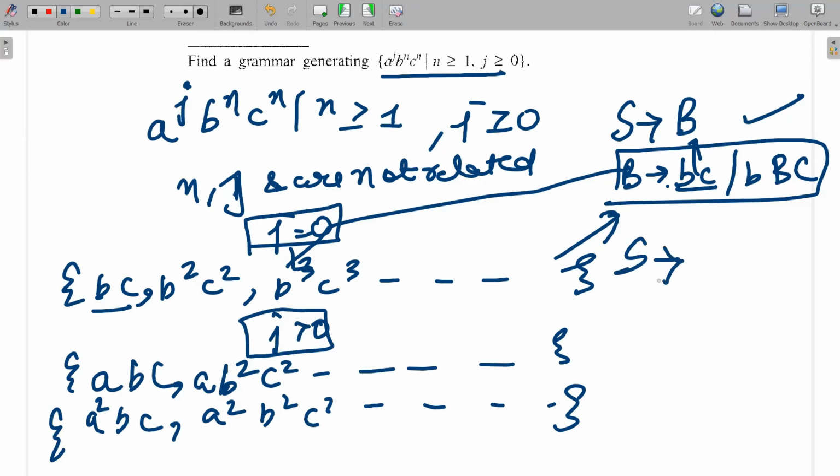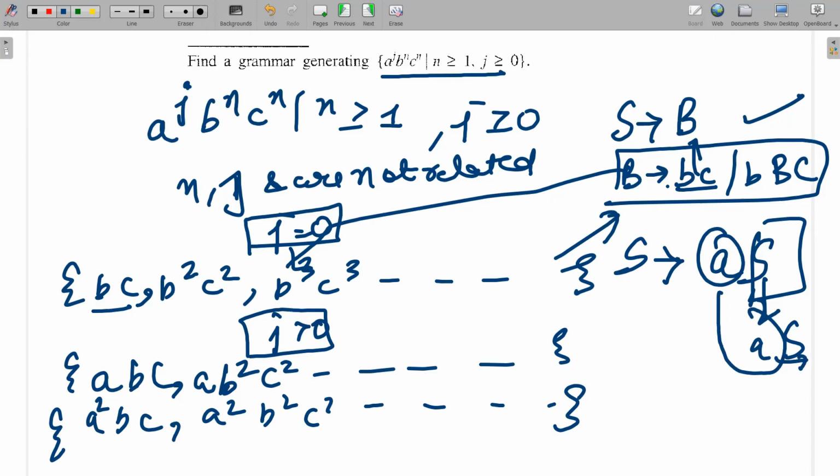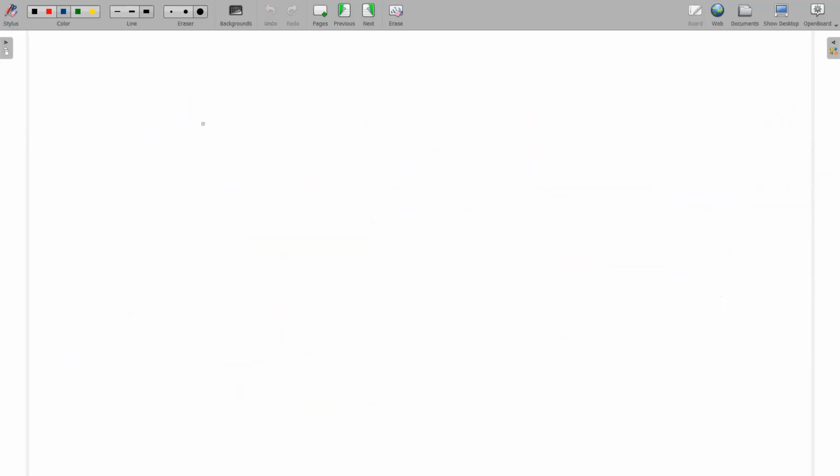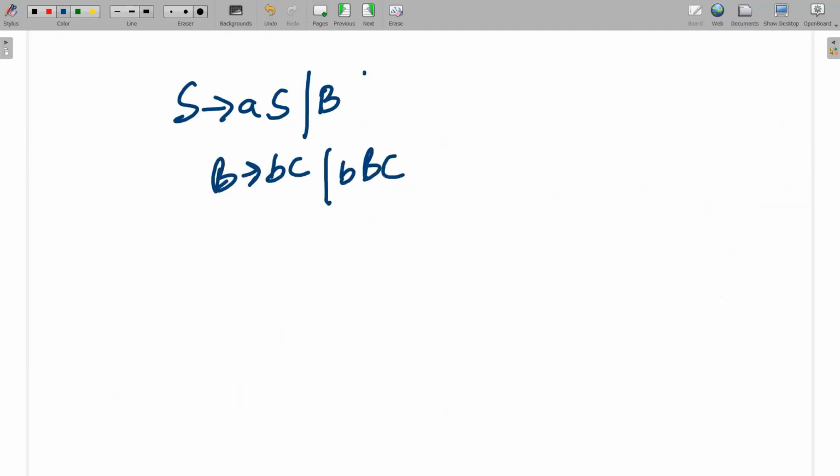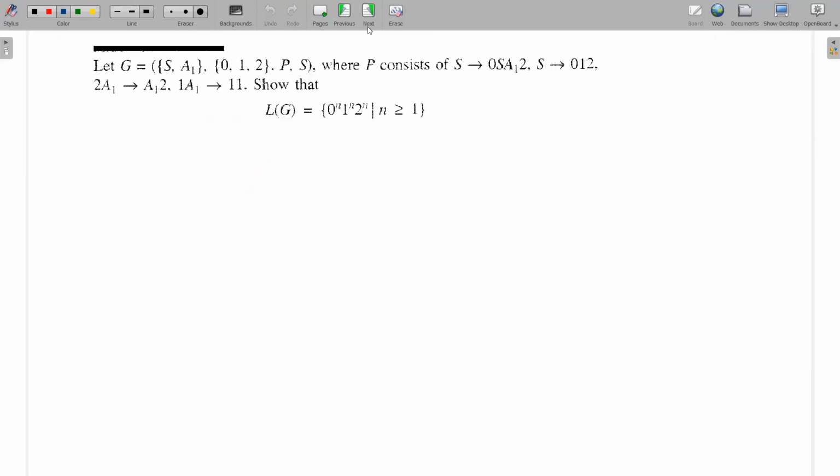So I would rather write S generating AS. Now, AS would repeat this particular case with A as a recursion, with S taken as AS. So I will get a single A S, two A's S. So clearly the answer to this question would be S generating AS, S also generating B, and B generating BC slash BB. This is the particular answer, the grammar for the language.